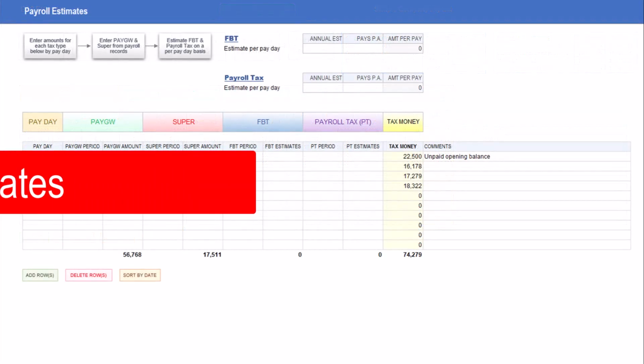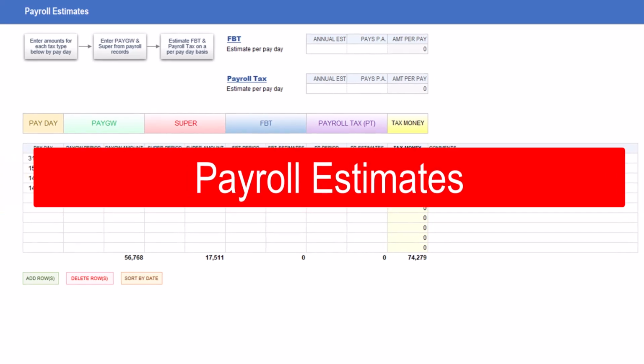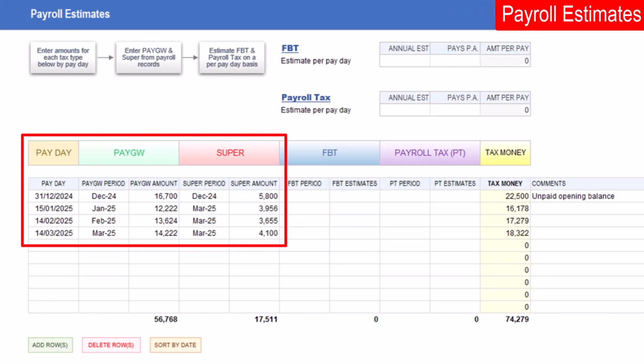This is the Payroll Estimates screen showing unpaid opening balances for PAYG withholding and super guarantee for December and details of the 1 monthly pay in the March quarter.